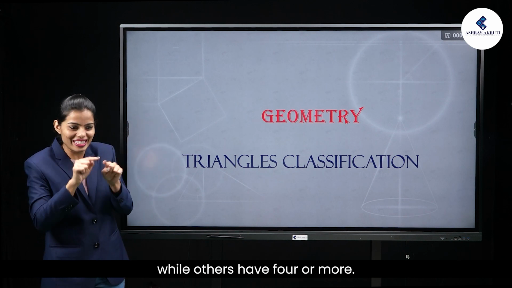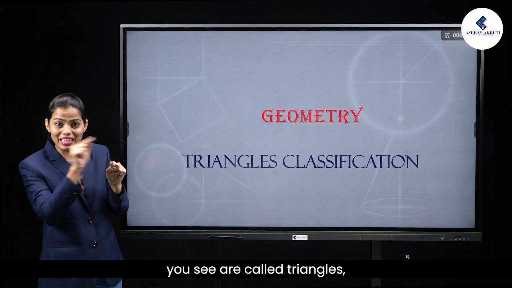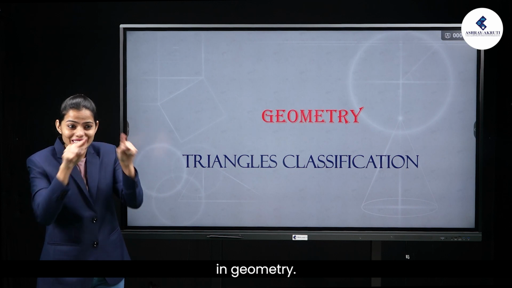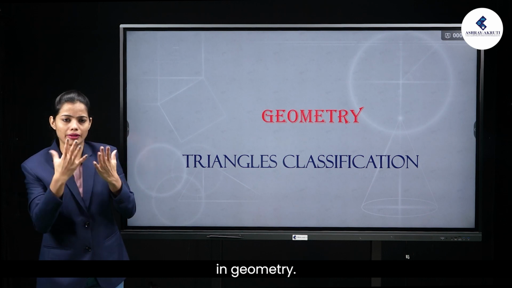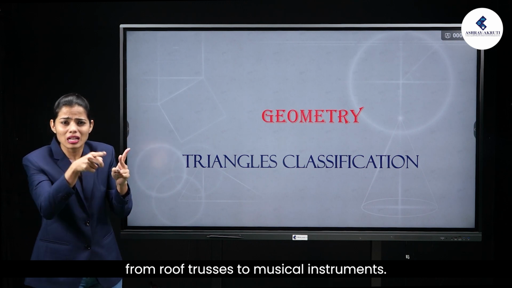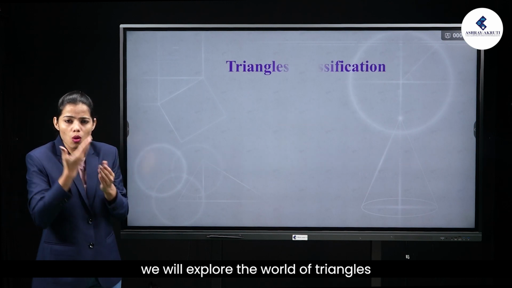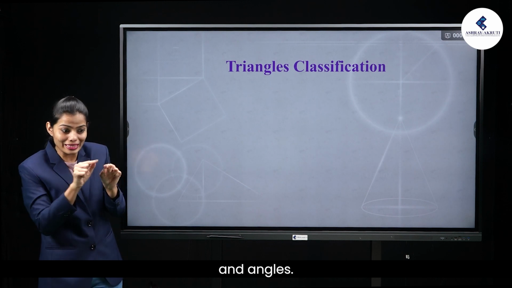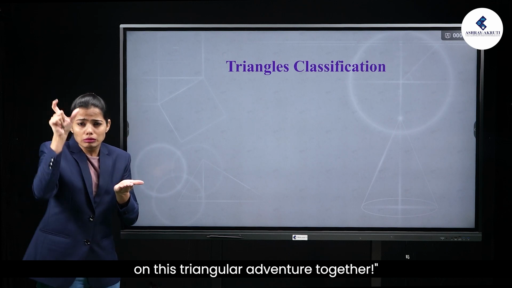Have you ever noticed the shapes of different road signs? Some have three sides while others have four or more. The three-sided signs you see are called triangles, one of the most fundamental shapes in geometry. Triangles are all around us, from roof trusses to musical instruments. In this lesson, we will explore the world of triangles and learn how to classify them based on their sides and angles. Let's embark on this triangular adventure together.